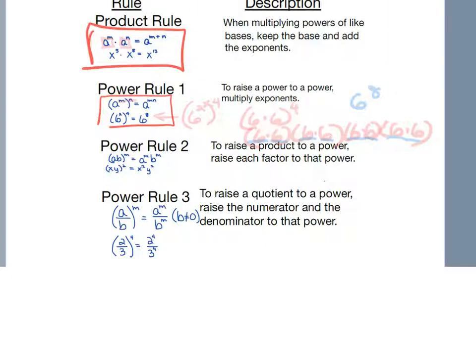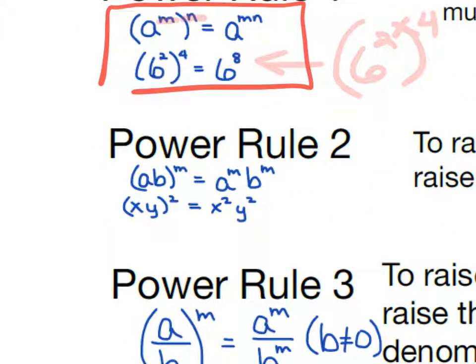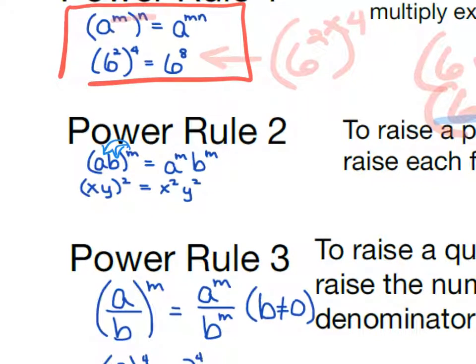The next one is to raise a product to a power. So you're going to be multiplying two things and that product is raised to a power. So basically what's happening here is this power is going to distribute to both of the numbers that are being multiplied. So for example, I have an x and a y raised to the second power. Notice the 2 goes to the x and it goes to the y.